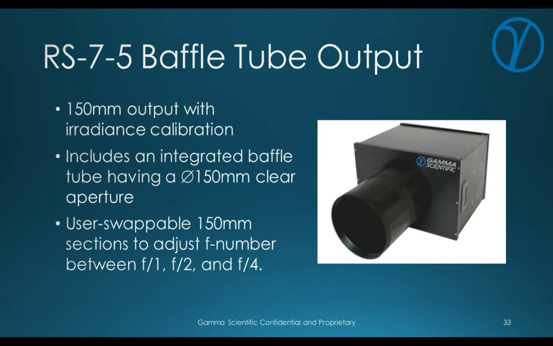Here we have the Baffle tube version, the RS-7-5. In this configuration, we are providing a larger output port, 150 millimeter diameter, and it has adjustable F numbers, so you can actually remove or add different tubes to change the F number of the optical system for your irradiance mode measurement.